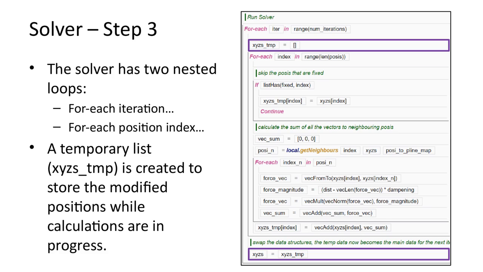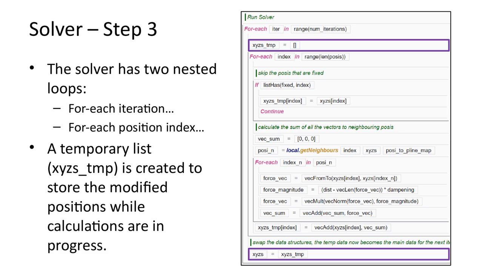The third step is the main solver loop. This step is broken down into a number of sub-steps. First, notice that the solver has 2 nested for each loops. The outer for each loops over the iterations, the inner for each loops over the positions. So for each iteration, the solver processes each position.